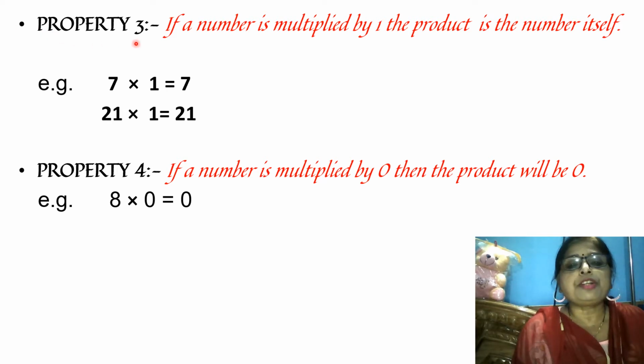Now, property number 3. If a number is multiplied by 1, the product is the number itself. Suppose when you multiply 7 into 1, the answer is 7 itself. 21 into 1, the answer is 21 itself. Next, property 4. If a number is multiplied by 0, then the product will be 0. If any number is multiplied by 0, you get 0. These are all the properties of multiplication. Now there are many sums based on these properties. In the further slides, you have to solve them.